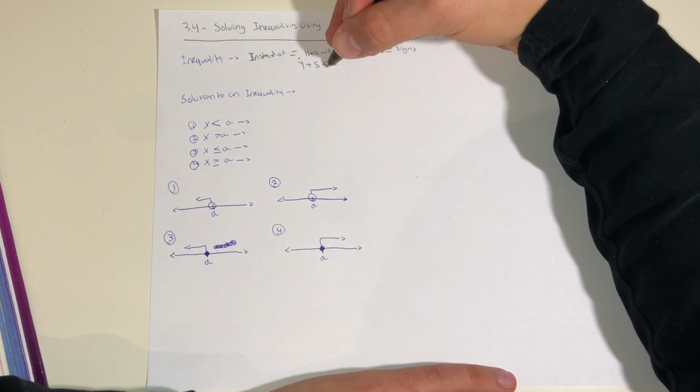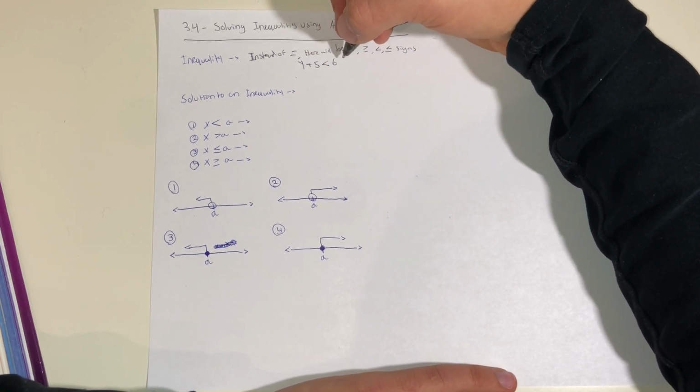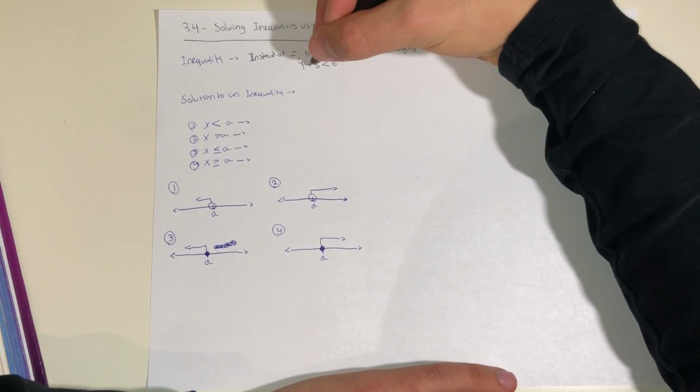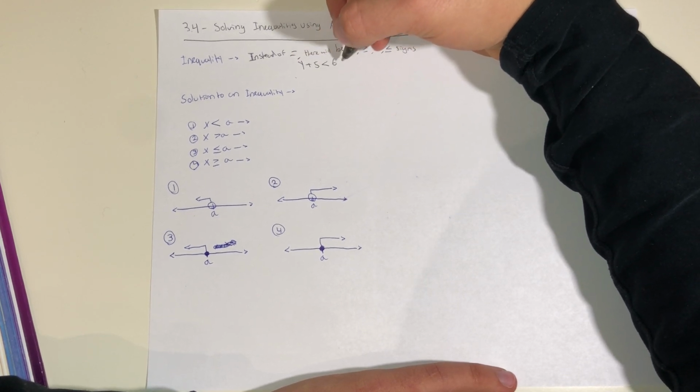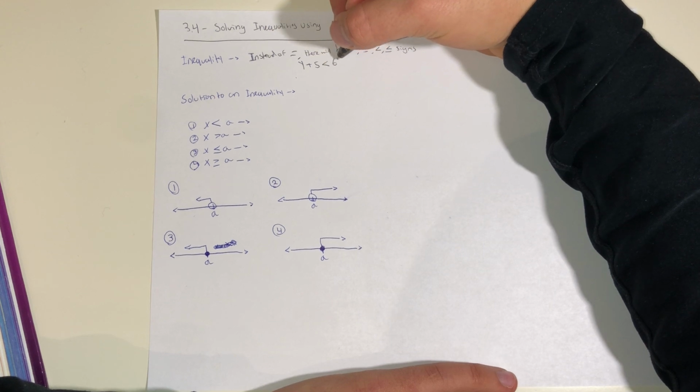If it had this line under it, it would be less than or equal to 6. If it was like this, it would be y plus 5 is greater than 6. If it was like this, then it would be y plus 5 is greater than or equal to 6.